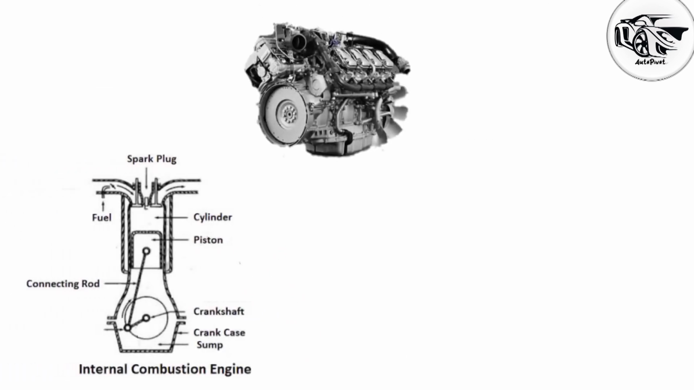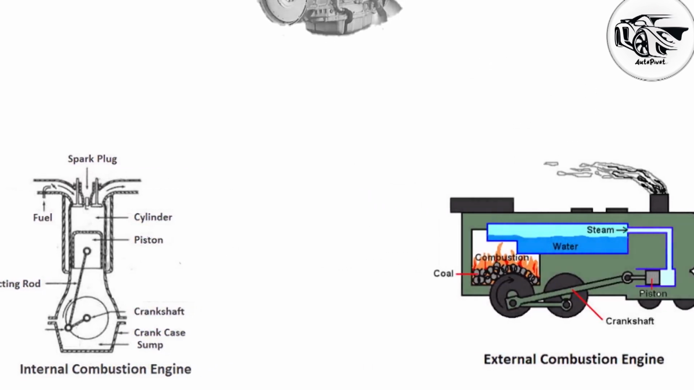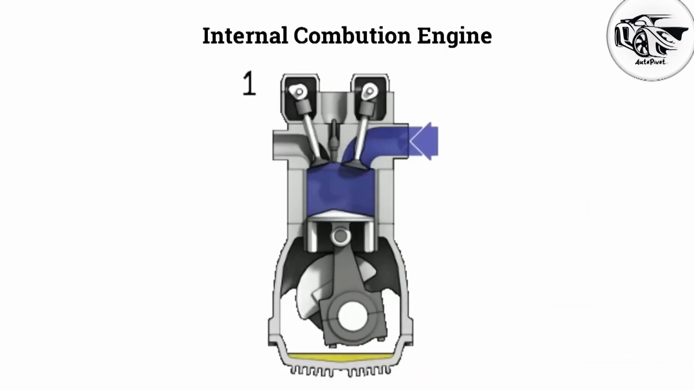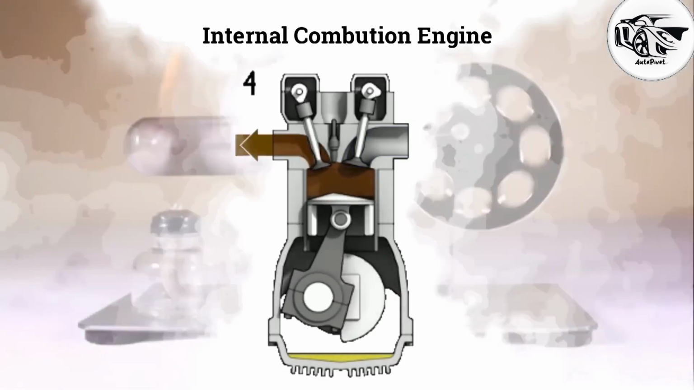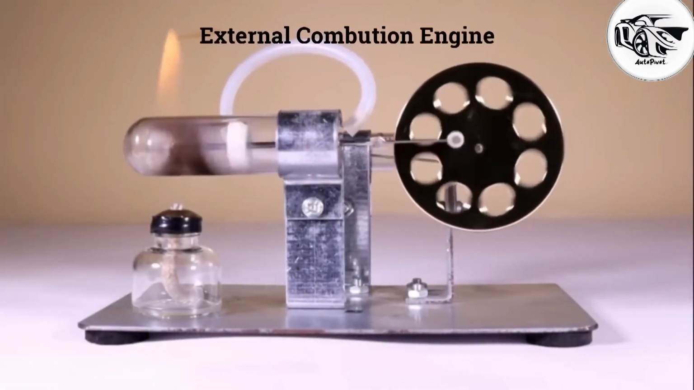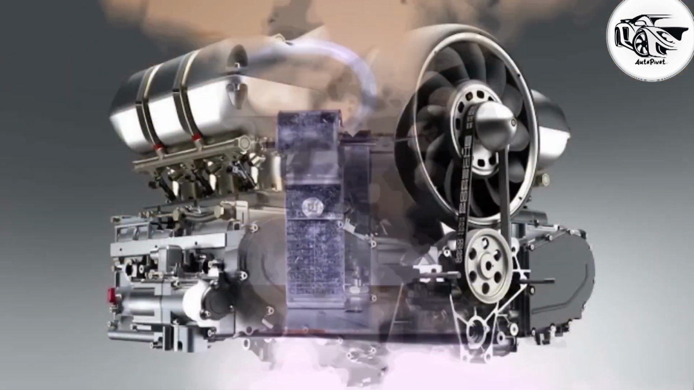The engine has two types. One is the internal combustion engine, and another one is the external combustion engine. The internal combustion engine is those heat engines that burn their fuel inside the engine cylinder. External combustion engines are those heat engines that burn their fuel outside the cylinder.